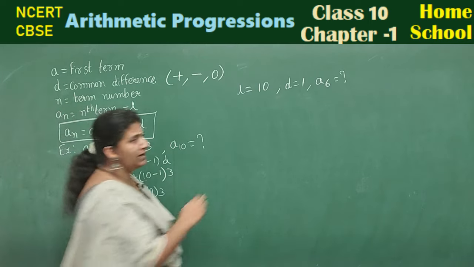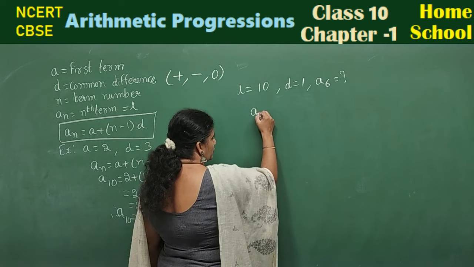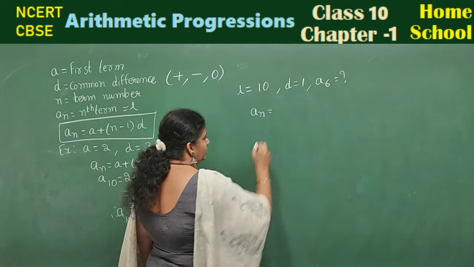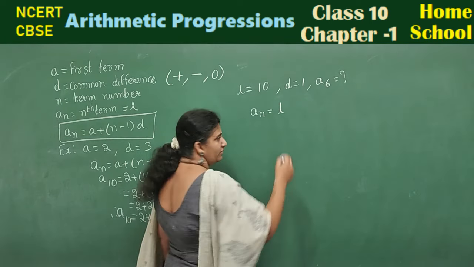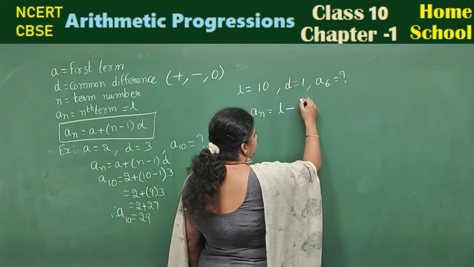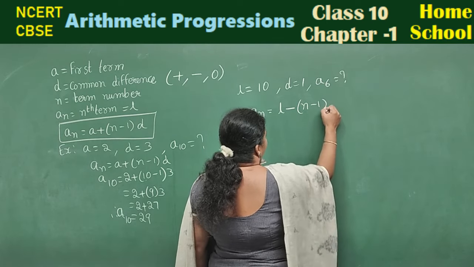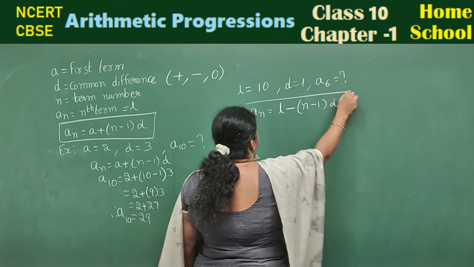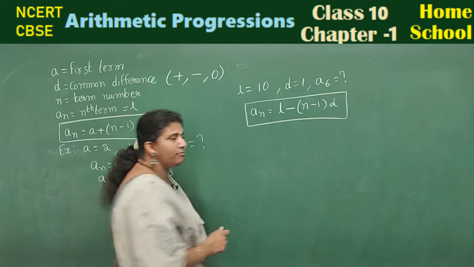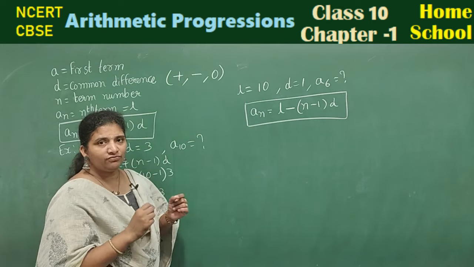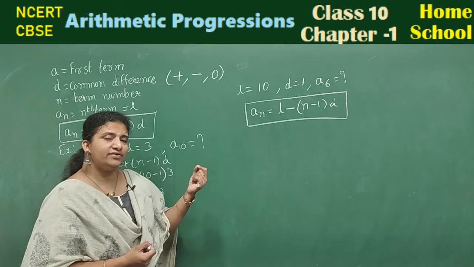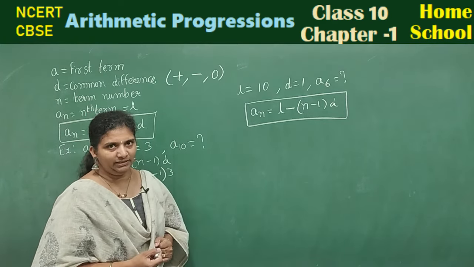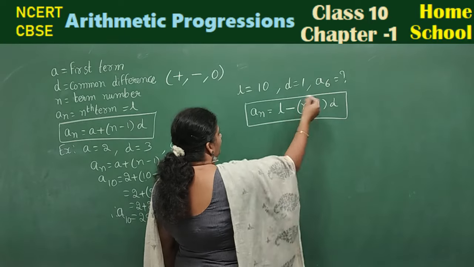What is the formula? There you can use an is equal to last term. Here, for the first term, you have done A plus n minus 1 into d. But here it is last term minus n minus 1 into d. This is also a formula which we need to remember. If you need to find any term from the last term and common difference given, this is the formula. So let us find out.